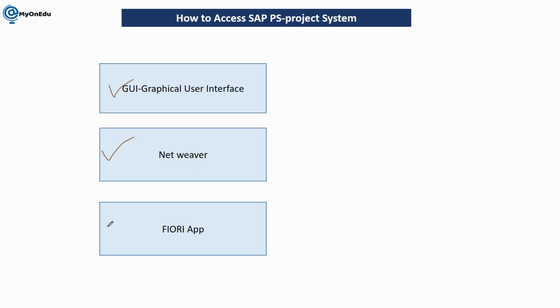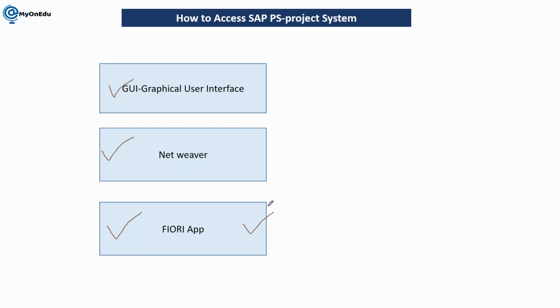And here in the Fiori app, you will have apps. So what you can do, you can have different apps. Create project one app, change project one app, display project another app. Likewise, you can have different apps, and the different apps will be available in different tiles which you can keep in a group. And here it's very handy, you can keep it on the mobile device also.